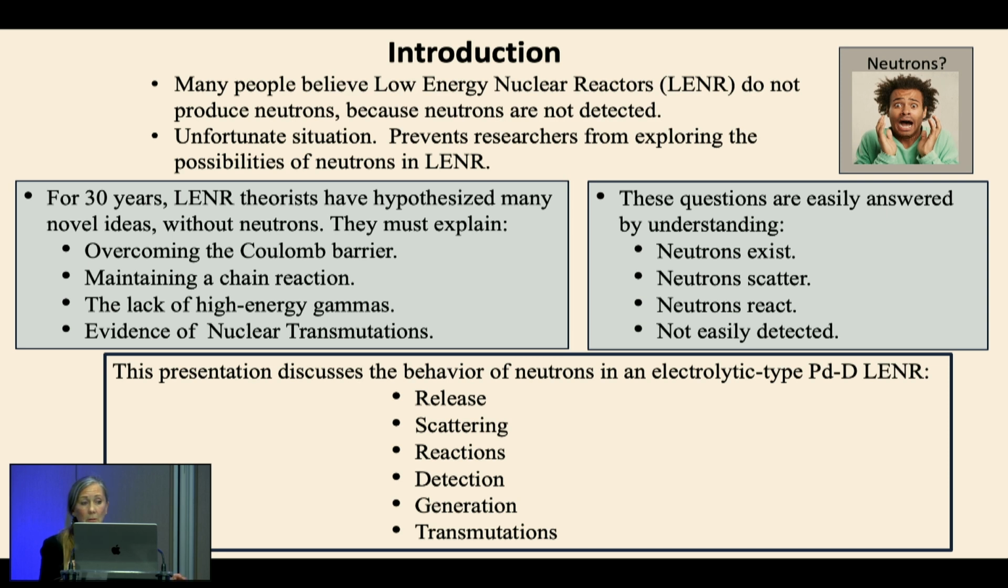Evidence of neutron transmutations. All of these must be explained. But these questions are easily answered by understanding that neutrons exist. They scatter, they react, but they are not easily detected. This presentation discusses the behavior of neutrons in an electrolytic type palladium-deuterium LENR. I will talk about the release, scattering, reactions, detection, generation, and transmutations.